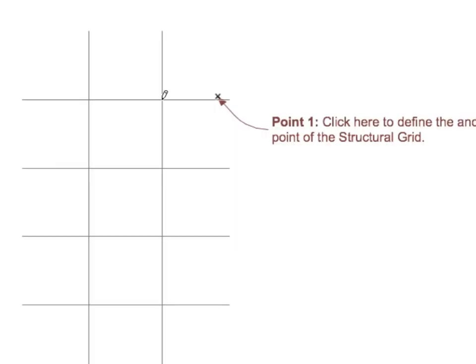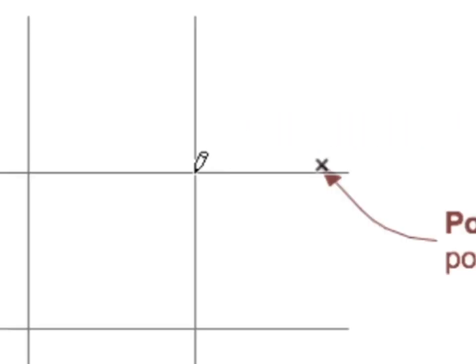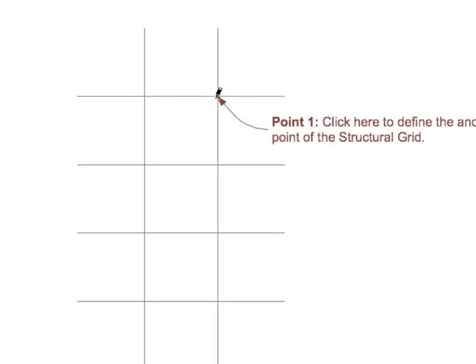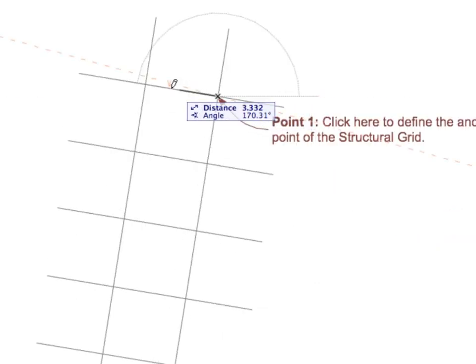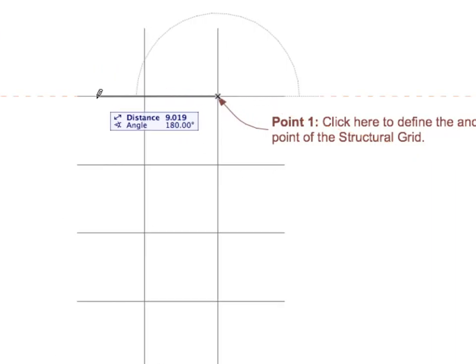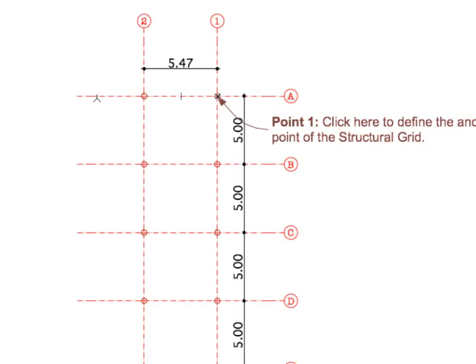The ghost form of the grid appears on the screen. A white pencil cursor indicates the anchor point for placing the grid. Click point 1 to define the anchor point, and click once more on the appearing horizontal guideline to the left to define the direction of the first grid system.